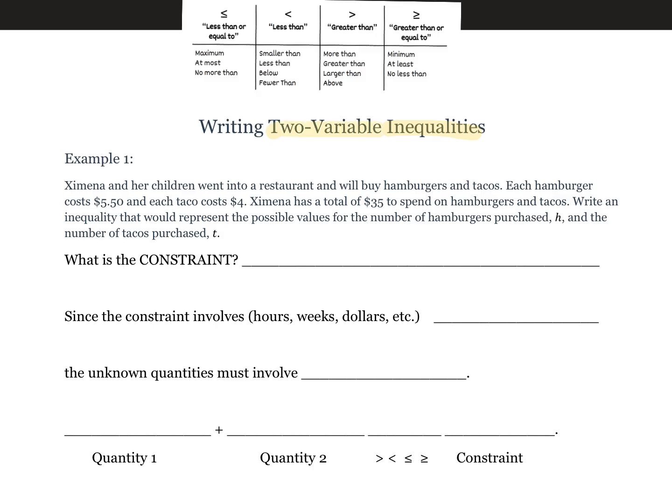In example number 1, Jimena and her children went to a restaurant and will buy hamburgers and tacos. Each hamburger costs $5.50 and each taco costs $4. Jimena has a total of $35 to spend on hamburgers and tacos, and it asks us to write an inequality that would represent the possible values for the number of hamburgers, H, and the number of tacos, T.